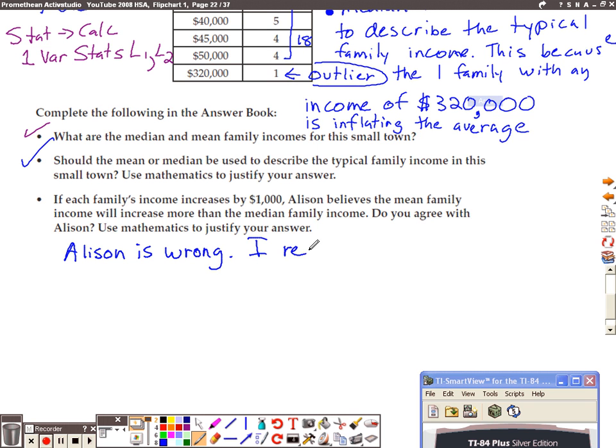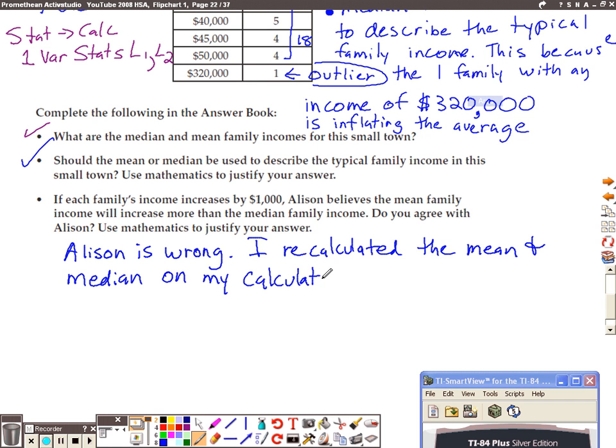I recalculated the mean and median on my calculator, and they both went up by exactly $1,000.